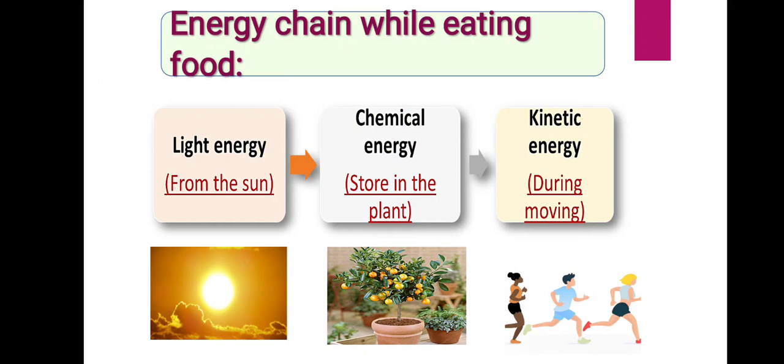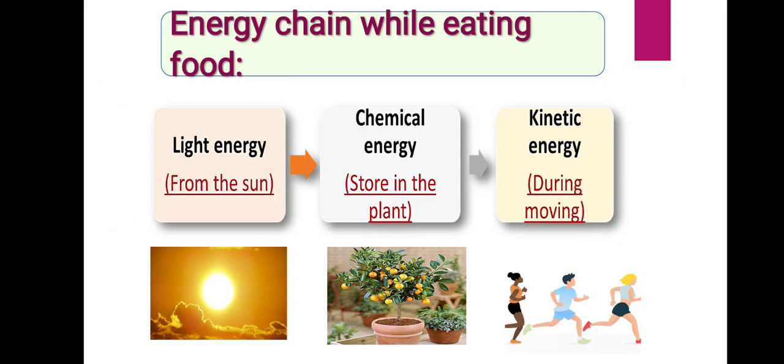So let's talk about the energy chain when you eat food. At first, the energy chain starts with the sun. The sun gives me light energy. So the plants take the light energy and change it into chemical energy in the plant. So the plant stores chemical energy. The plant takes the light from the sun and changes it into chemical energy.